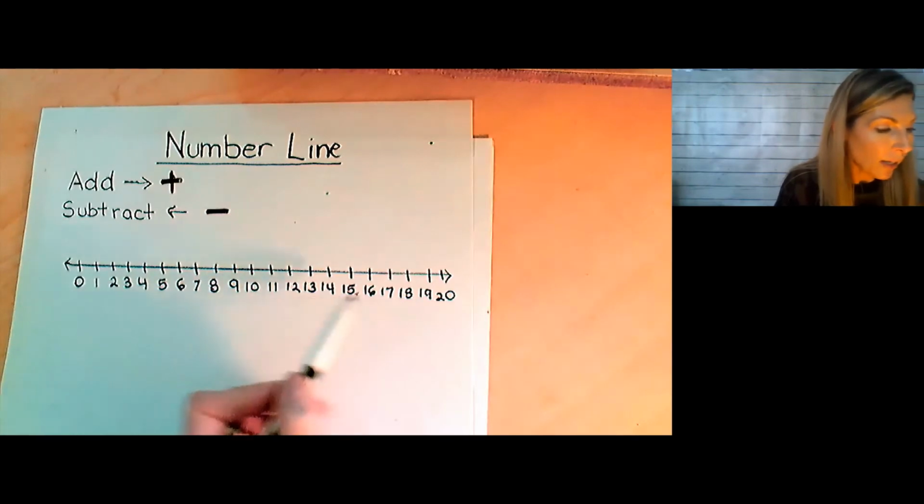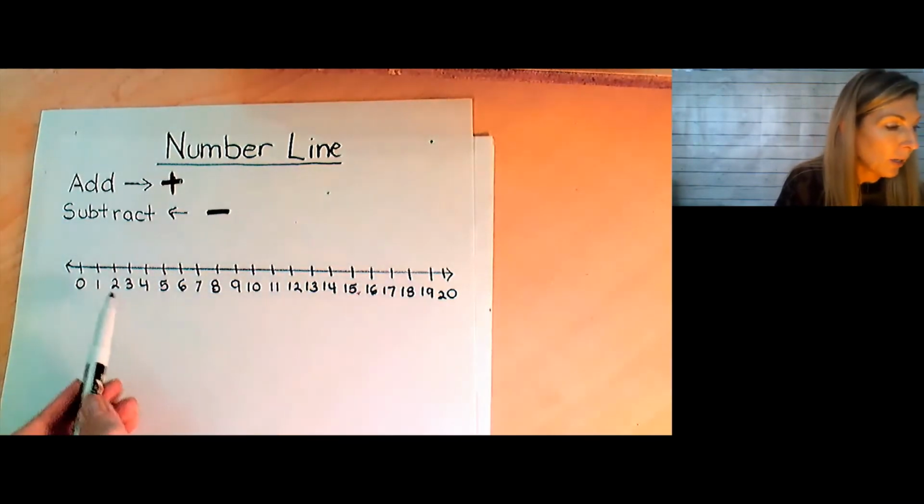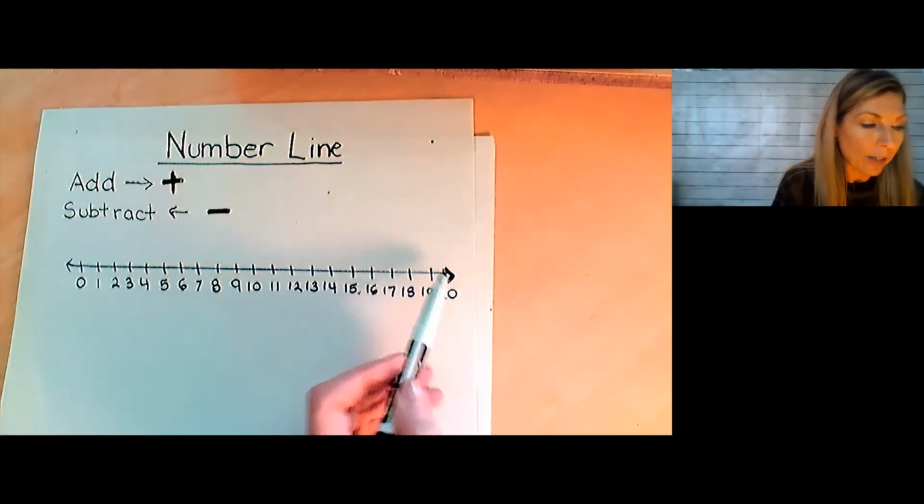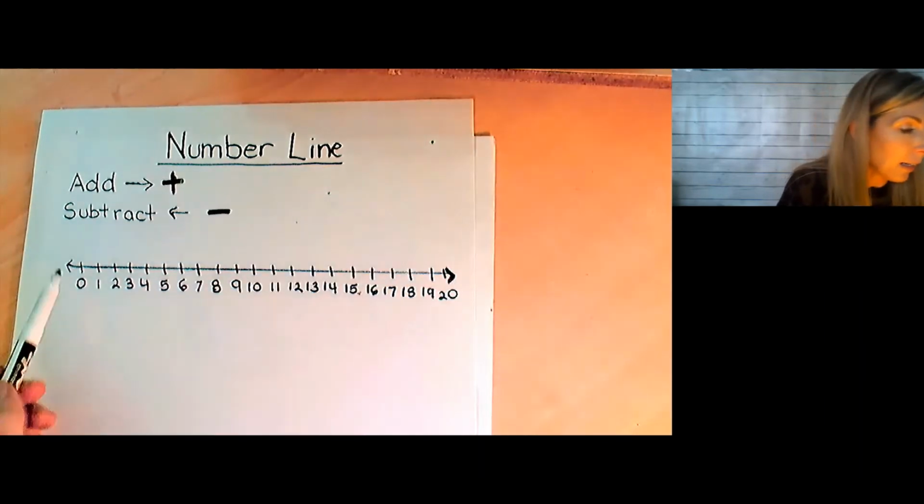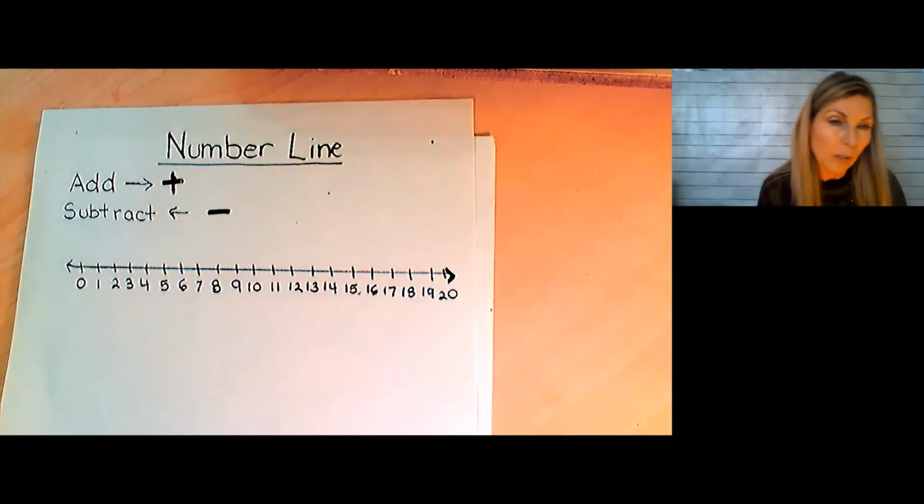The numbers get bigger going this direction. You can see we start at 0 and we're counting by ones up to 20. This arrow here indicates that it can go on forever, and it can also go in this direction forever because there are negative numbers also.